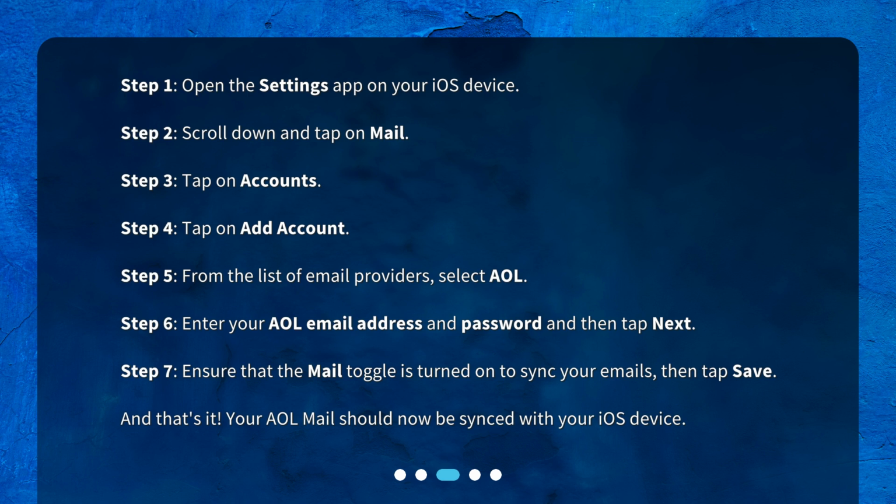Step 6. Enter your AOL email address and password and then tap Next. Step 7. Ensure that the Mail toggle is turned on to sync your emails, then tap Save. And that's it. Your AOL mail should now be synced with your iOS device.